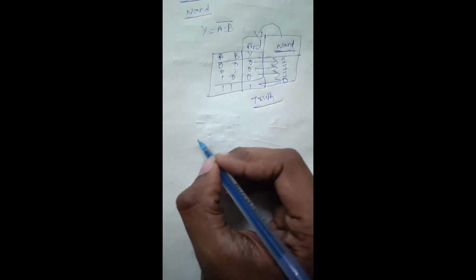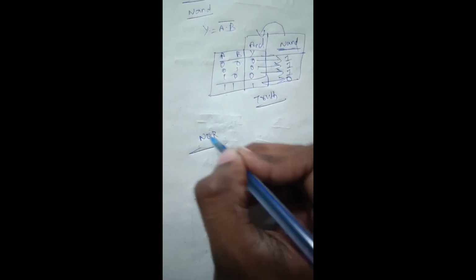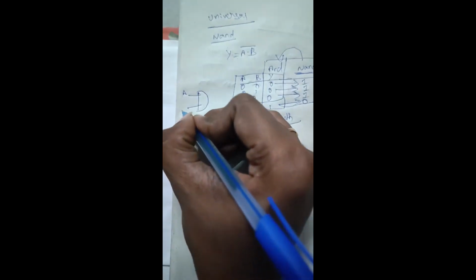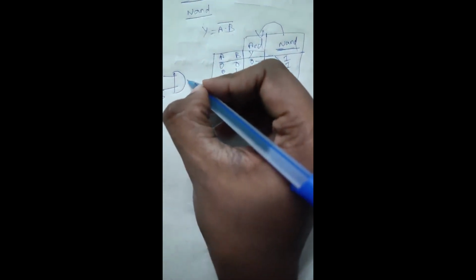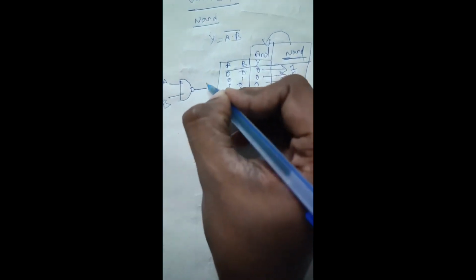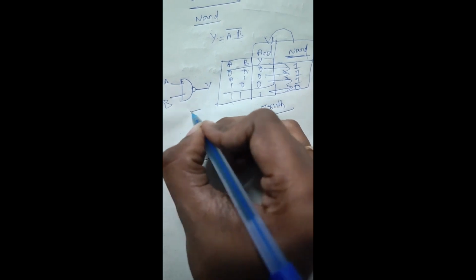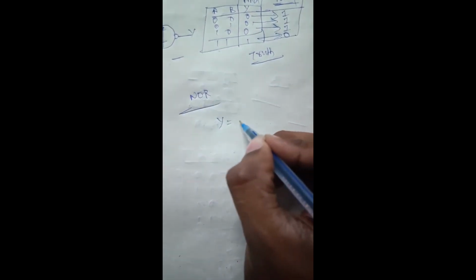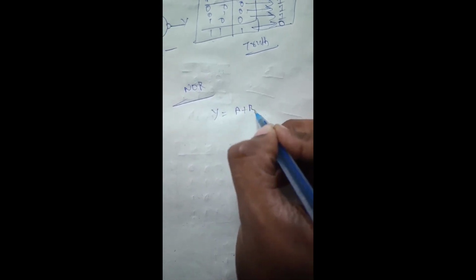And now let us see the NOR gate. The symbol for the NAND gate is the same as the AND gate. We are giving the two inputs a comma b, and at the output we apply a complement. This is the NAND gate symbol. Now let us see the NOR gate. NOR gate is nothing but the addition of the a and b variables and applying the complement. It is nothing but applying a complement to the OR gate.